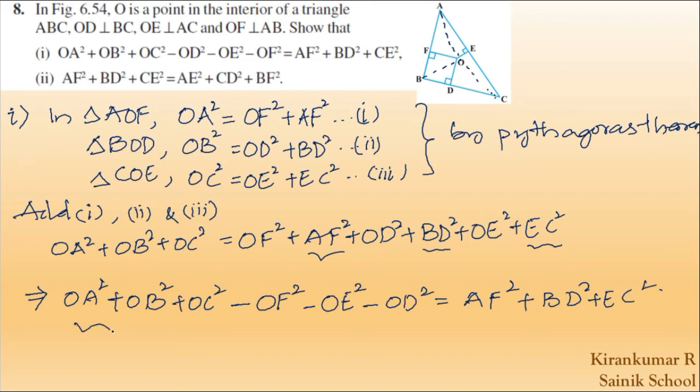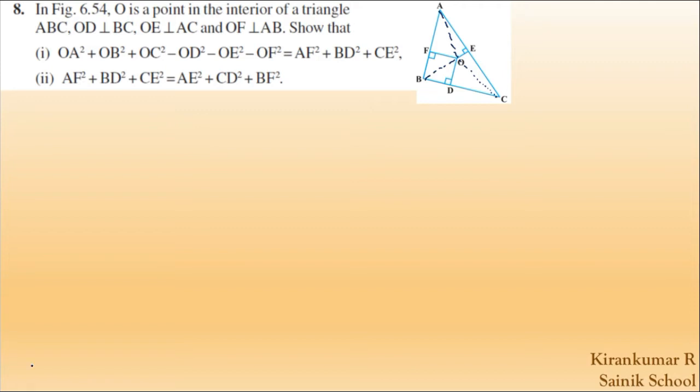Observe, the first one is the same. OD, OF, OE, their squares are being subtracted from OA square plus OB square, OC square, and we get the result as AF square, BD square and CE square, same as EC square. Hence we have done the first part. Let's do the second part now. For proving the second part, I'll use the result of the first part. I'll mention from previous result.